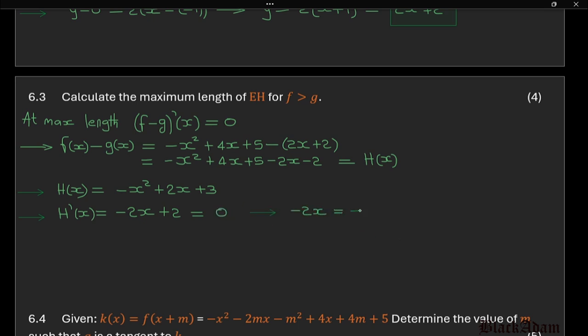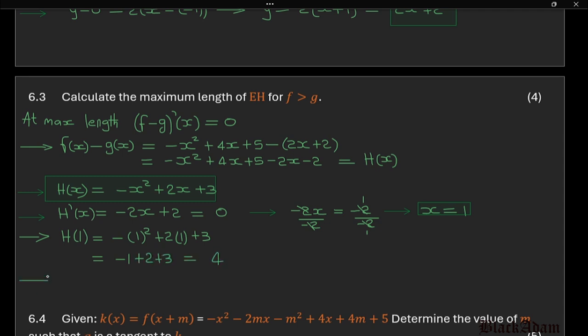So it's going to be negative 2x equals negative 2. We move it to the right side and divide by negative 2 on both sides. So we have x equals 1. When a number is divided by itself, it gives us 1. Remember that the x value is 1, so we substitute 1 into the original equation of the difference, that is h. So substituting 1 there is negative 1 squared plus 2 multiplied by 1 plus 3, so that's negative 1 plus 2 plus 3, so it's 5 minus 1 is 4.